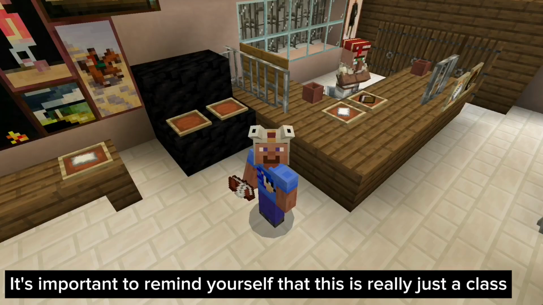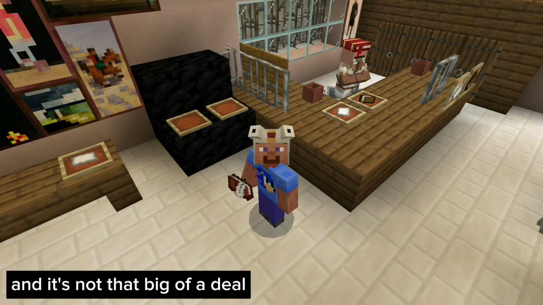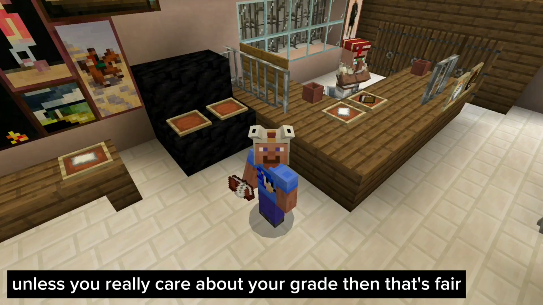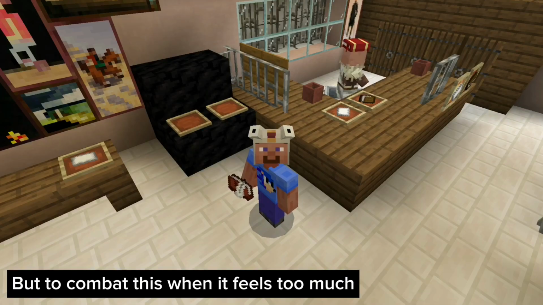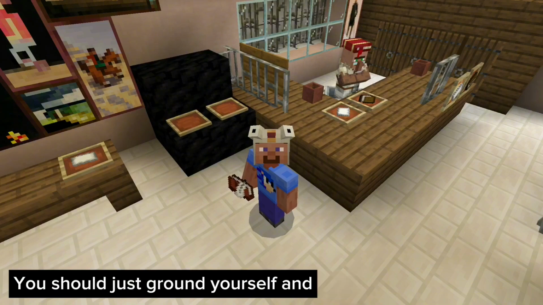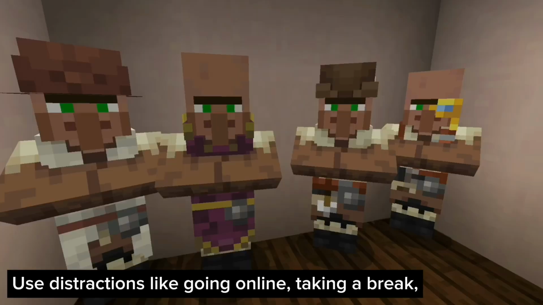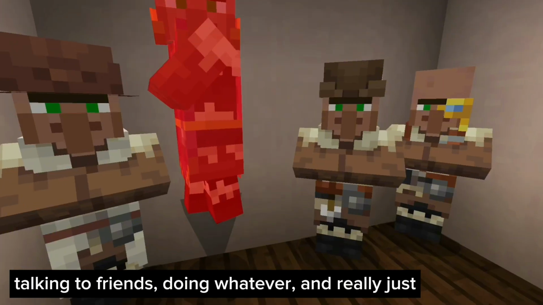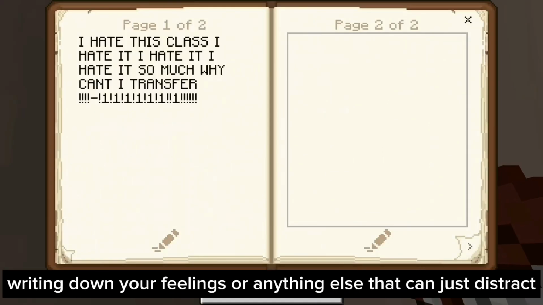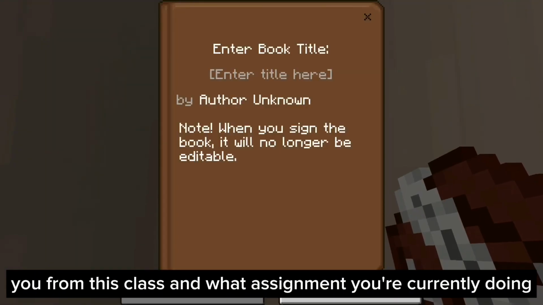It's important to remind yourself that this is really just a class and it's not that big of a deal. Unless you really care about your grade and that's all you care about, then that's fair. But to combat this when it feels too much, you should just ground yourself and use distractions like going online, taking a break, talking to friends, doing whatever, and really just writing down your feelings or anything else that can distract you from this class and what assignment you're currently doing.